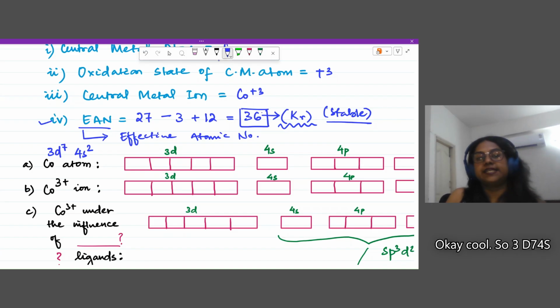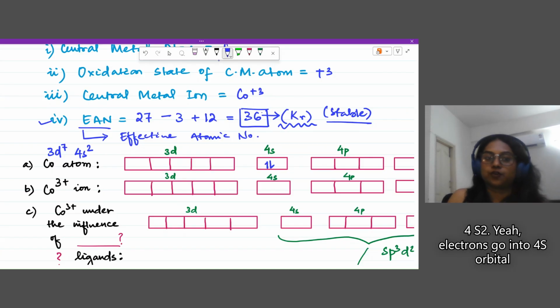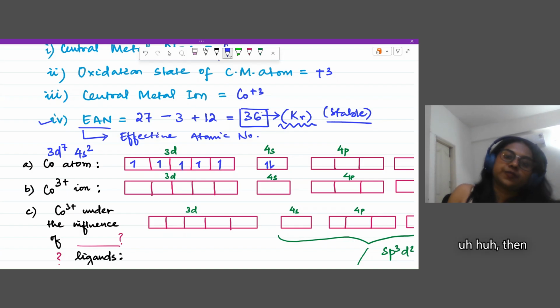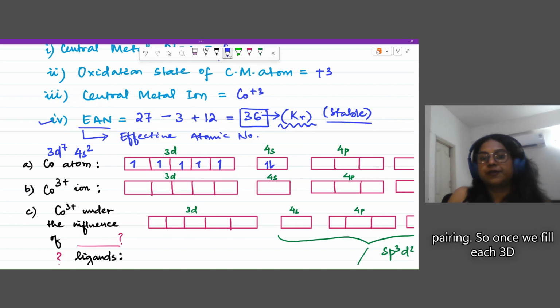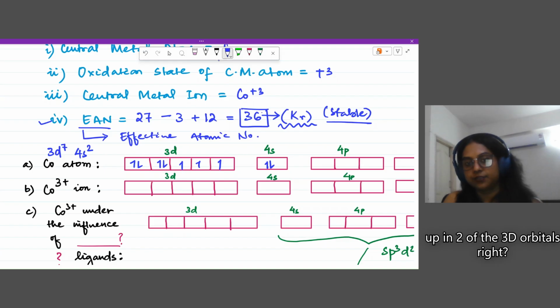Okay, cool. So 3d7 4s2. And how do we fill up electrons? Two electrons go into the 4s orbital. And then one in each 3d orbital. Then pairing. So once we fill each 3d orbital singly, we've done 5 electrons. There are two more. So those two get paired up in two of the 3d orbitals, right?